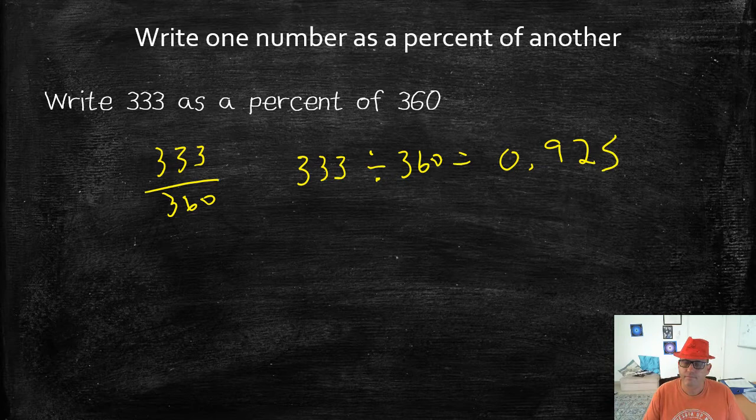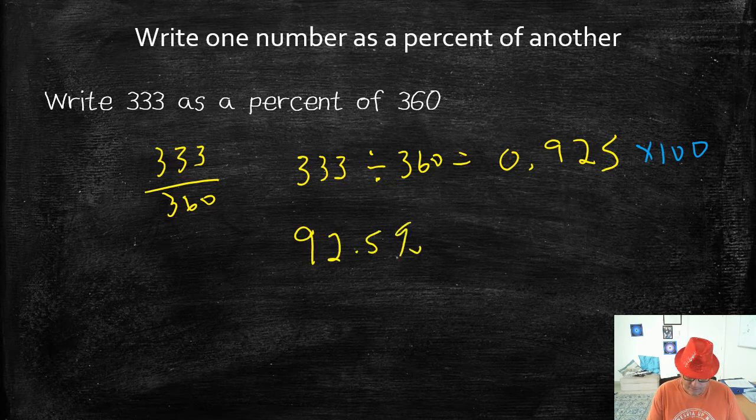We should get 0.925. Now, how do we change a decimal to a percent? We multiply by 100 to change that into a percent. So if I multiply it by 100, I get 92.5%. Okay, so this is the quick, easy way.